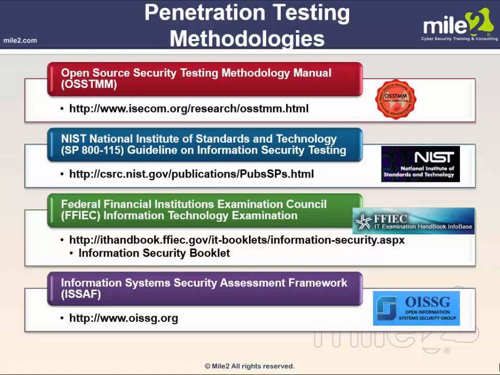Again, check it out. There are a couple hundred pages there, so unless you really like reading and you want to cover it all, you can. But for exam purposes, just browse through and get a general idea of what it is and what it's able to do. All right. The Information System Security Assessment Framework, ISSAF. This is by the Open Information System Security Group. You can check that out at the OISSG.org website.